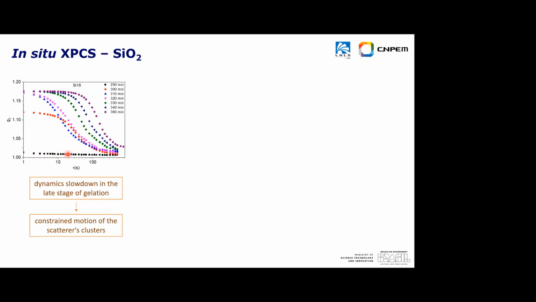Here, on this black curve, what you see is that the dynamics are faster than we are measuring. So the decay in this region is below a second. Then as the gelation is going on, this process starts to slow down, and we can observe that the dynamics are slowing down. Each curve was taken over 10 minutes, and we follow during several hours, taking this image every 10 minutes. So we can observe the dynamics slow down in the late stage, and it's expected because of this constrained motion of the clusters that are forming this gel network.